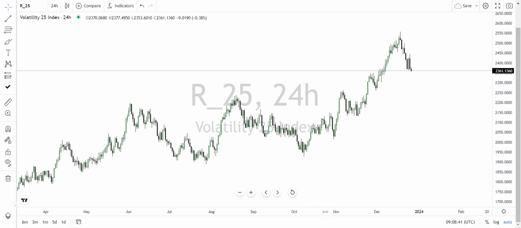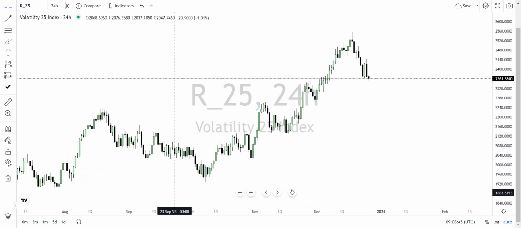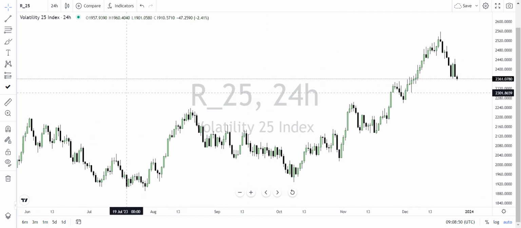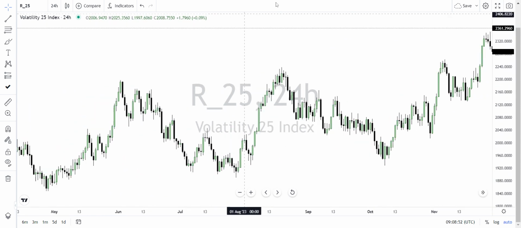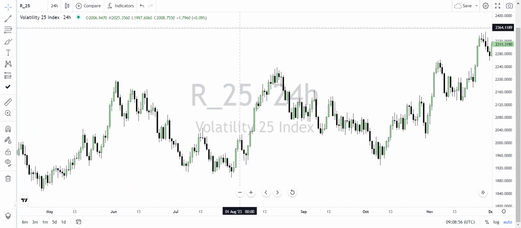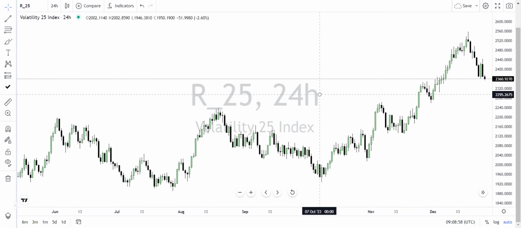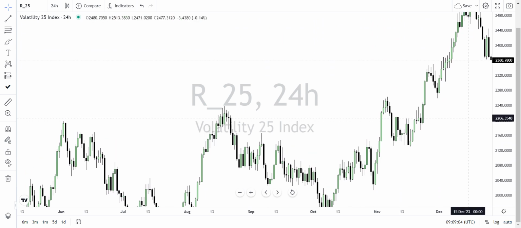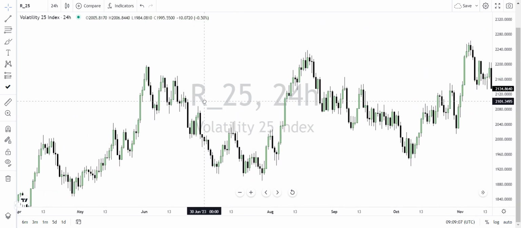Today we are going to be looking at volatility 25 index. Many a time people do say the market is manipulated, but I want us to understand that the market is properly planned. And for you to actually trade the market, you must be able to unlock the mysteries behind it. So let's look into our chart.